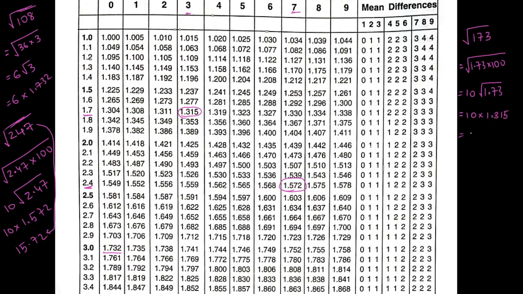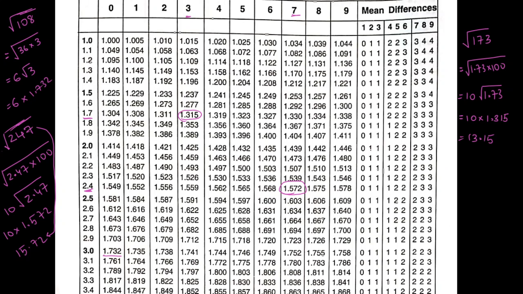This becomes 13.15, right? So this is how we use the square root tables. Hope this helps for solving the sums where we need to use the quadratic formula.